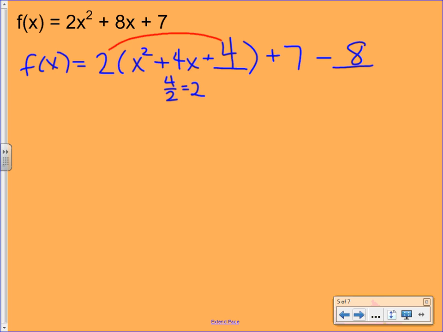Okay. So our quadratic is 2 times, what does this factor to? X plus 2, the quantity squared. And then we have minus 1.